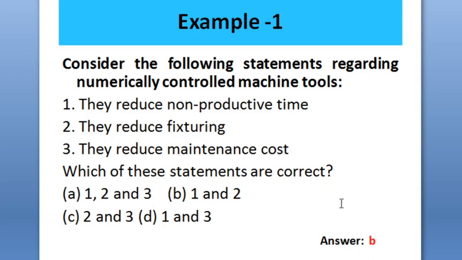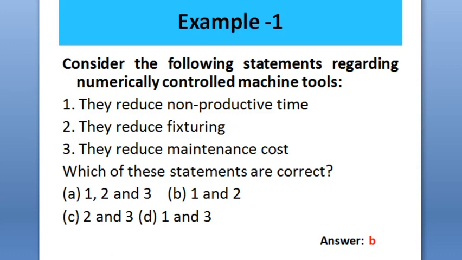The answer is B. The first two statements are correct. The rate of productivity is high, therefore it reduces the non-productive time. Fixturing is automated, therefore it reduces the fixturing cost. But maintenance cost is high. Therefore, the first two statements are correct.